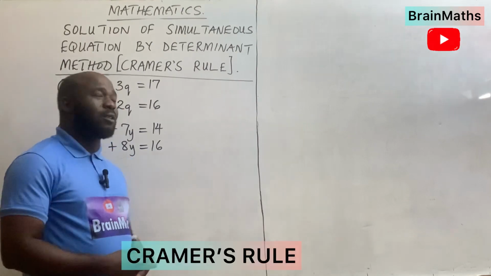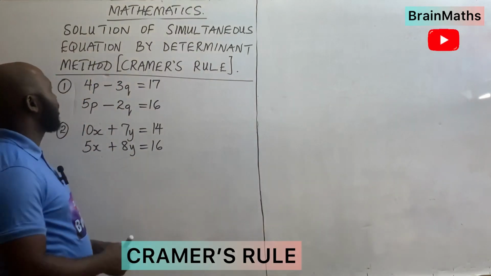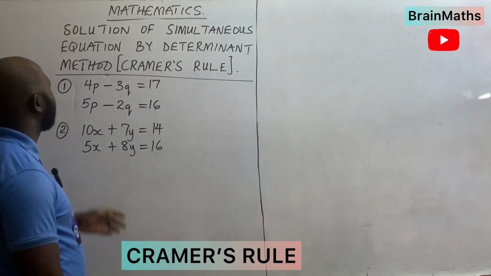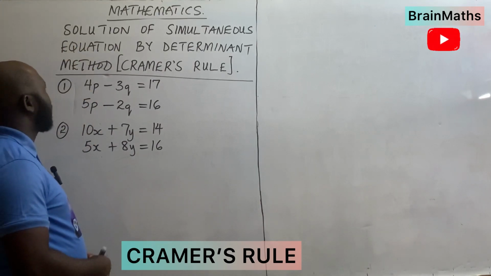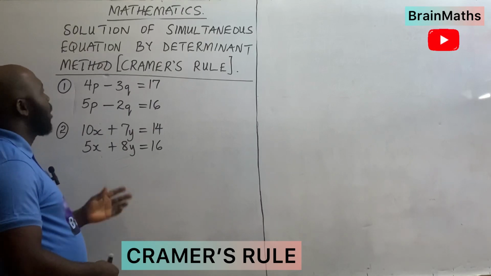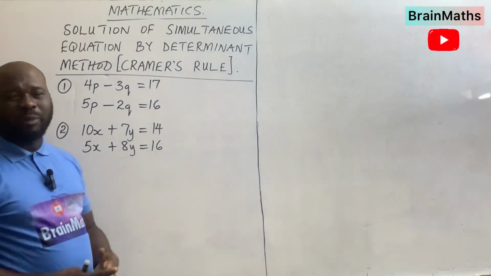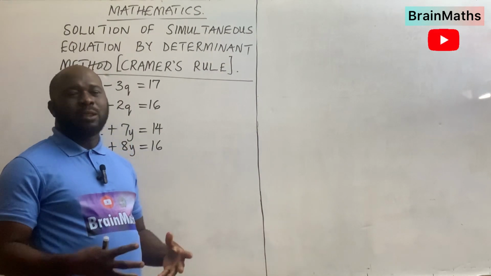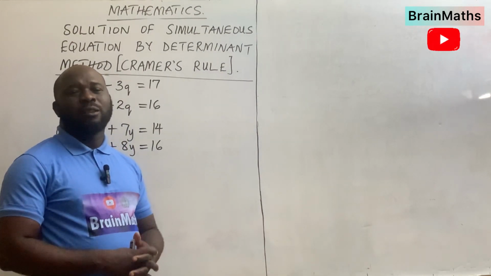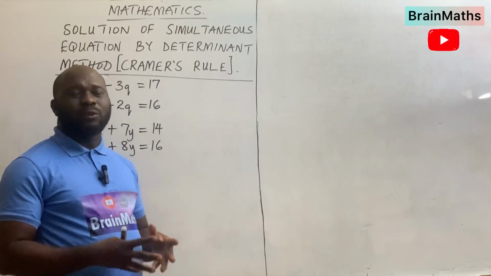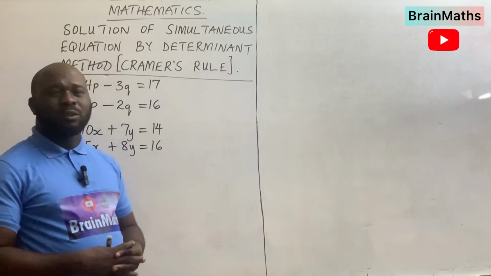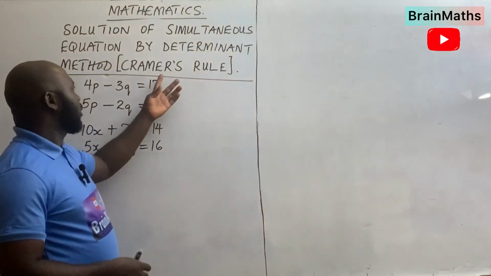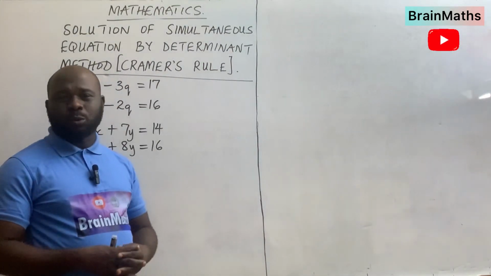On today's edition, we are going to be looking at another part of matrices, that is the solution of simultaneous equations by using the determinant method. Using the determinant as taught in our previous lessons to get the solution of simultaneous equations is what we are going to be looking at in this lesson. And this method is called the CRAMER'S rule.